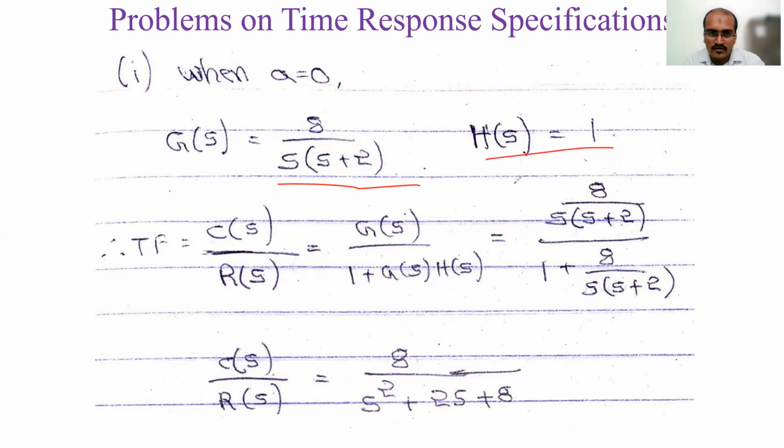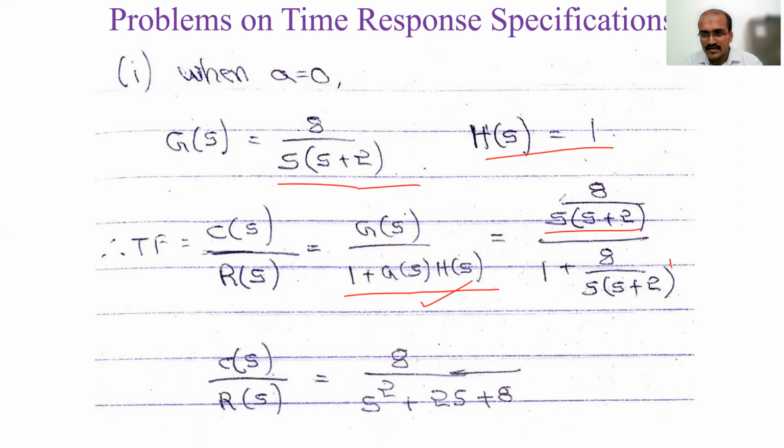Okay, so now we will use the transfer function formula. C of S by R of S is equal to G of S by 1 plus G of S H of S. This is the standard formula. Okay, so we have already used this many times, no need to explain about this. Substitute now. G of S is 8 by S into S plus 2. 1 plus 8 divided by S into S plus 2. H of S is 1. That's why not considered. Okay.